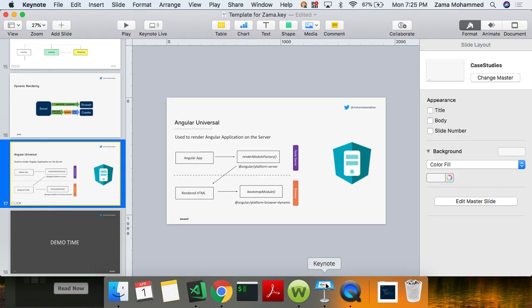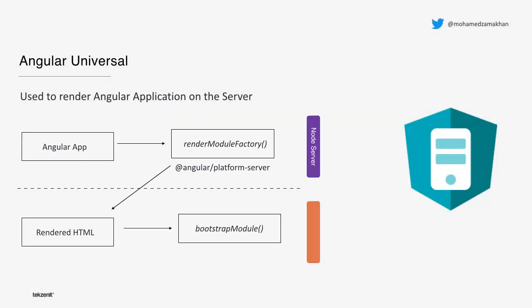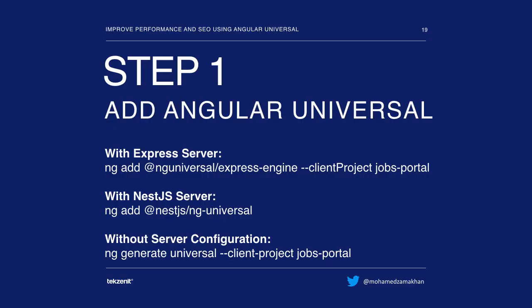The first step that we are going to do is to add Angular Universal. Angular CLI provides ng-add schematics, where you can use ng-add with a library name and include all the different changes required to add that library. Here I'm showing 3 different commands. The first one is to add using the ng-universal express engine. You can use that command if you want to add universal support plus an Express server to run the whole application. We are going to use that in this example today.